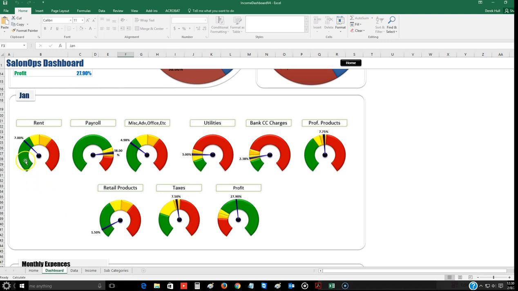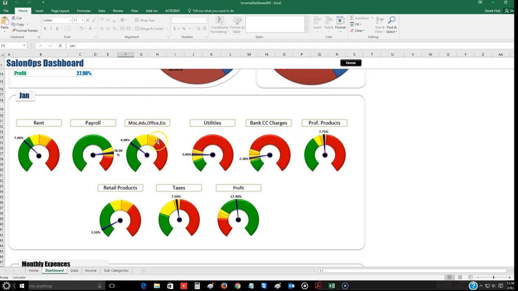So the green is where obviously you want to be. Yellow is, it's okay. Orange is starting to get to be a concern. And red, you know you're running too high in that particular category. This is the percentage of your overall income that you're spending on that category. So they're pretty self-explanatory. 7% towards rent. This one's 38% towards payroll, almost 5% towards miscellaneous, and we'll get back to that.